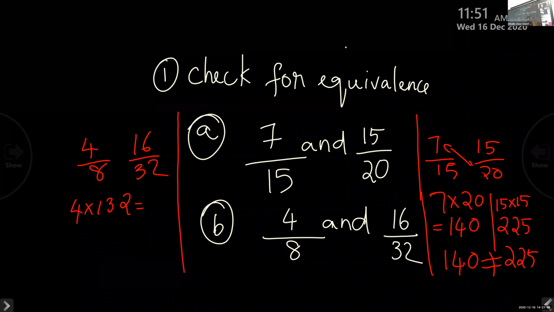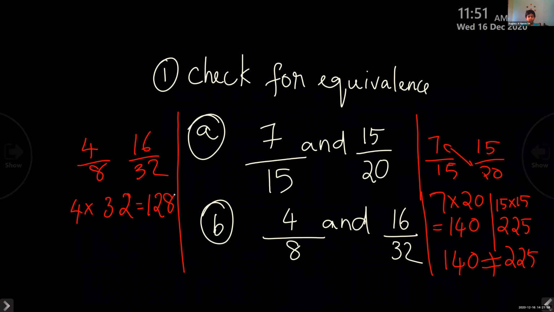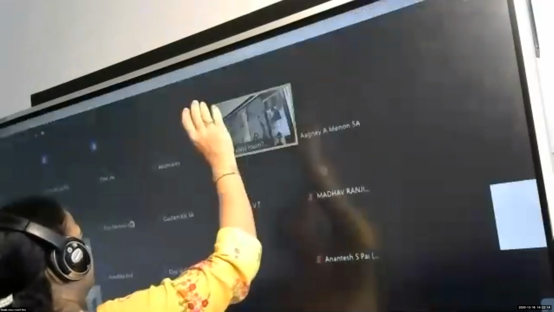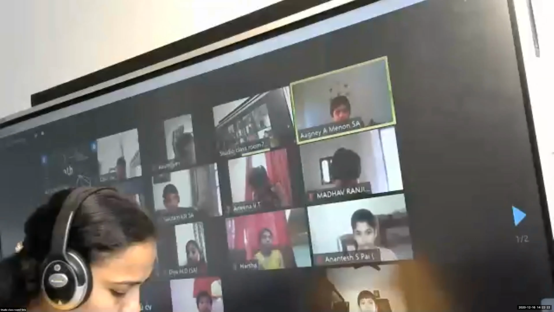Yes. What is 4 into 32? 128. 4 into 32 is 128. Okay. What about 8 into 16? 128. So what can we write in the step? Since the cross products are equal, the given fractions are equivalent. Okay, equivalent. Okay, we can do one more question here.